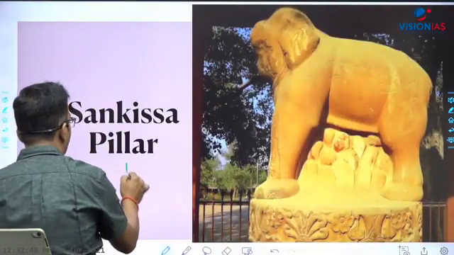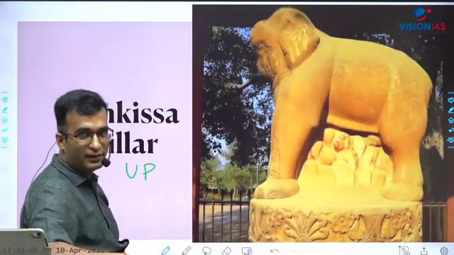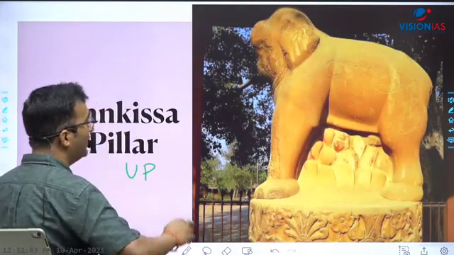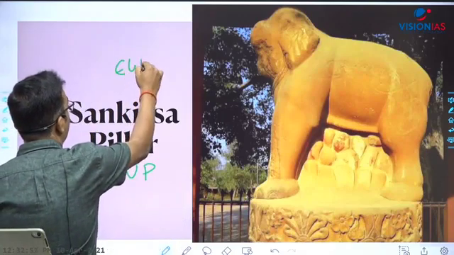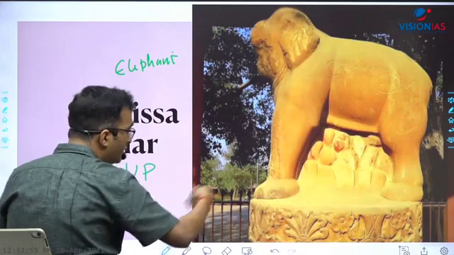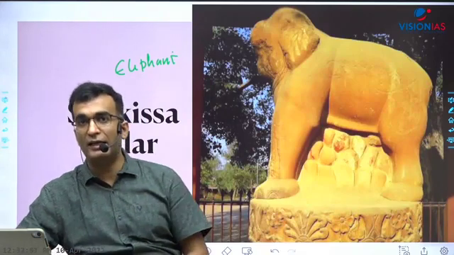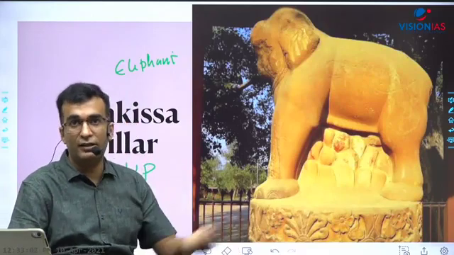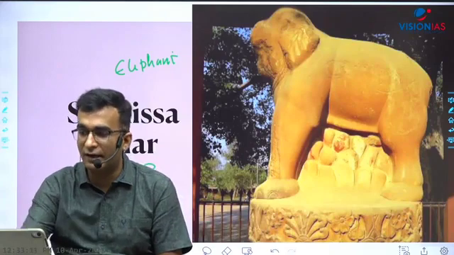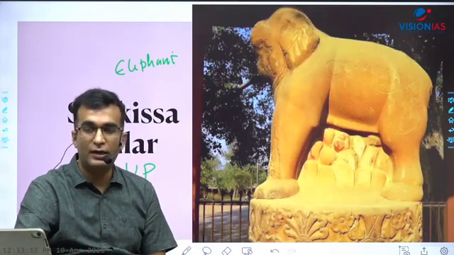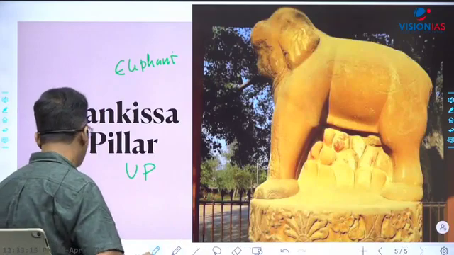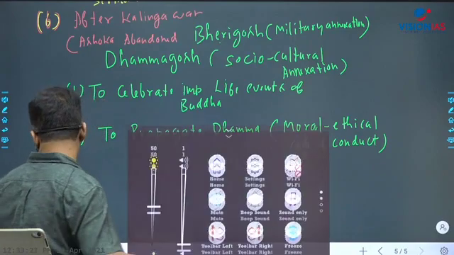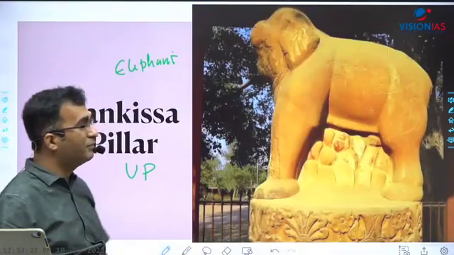Sankisa pillar, it is from UP. There is a place called Farrukhabad. So it is situated in Farrukhabad, and here you can see that crowning animal is elephant. But all these, Rampurwa, Lauria Nandangarh and the elephant sculpture image, are before the Kalinga War. These are earlier images. Sarnath is after the Kalinga War. So these all are the pillar images that we needed to see at this point of time. I hope you need some time to write this one.